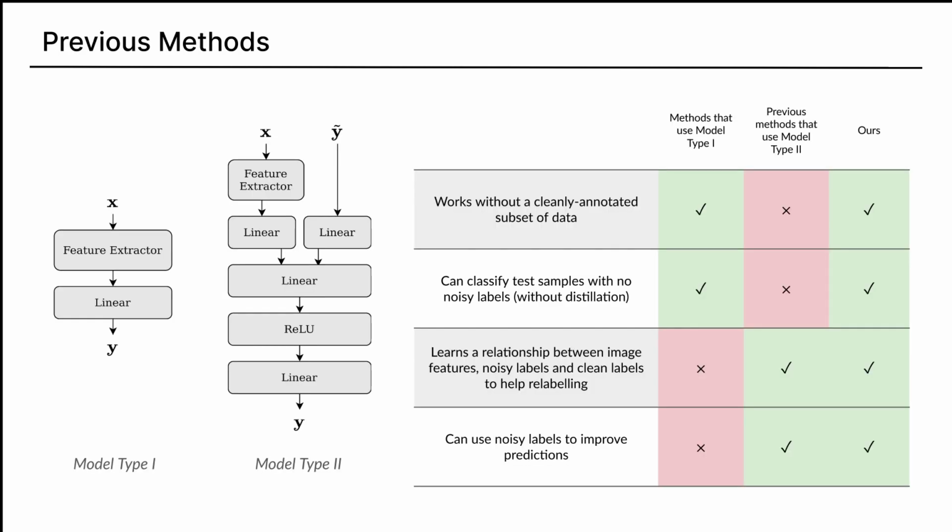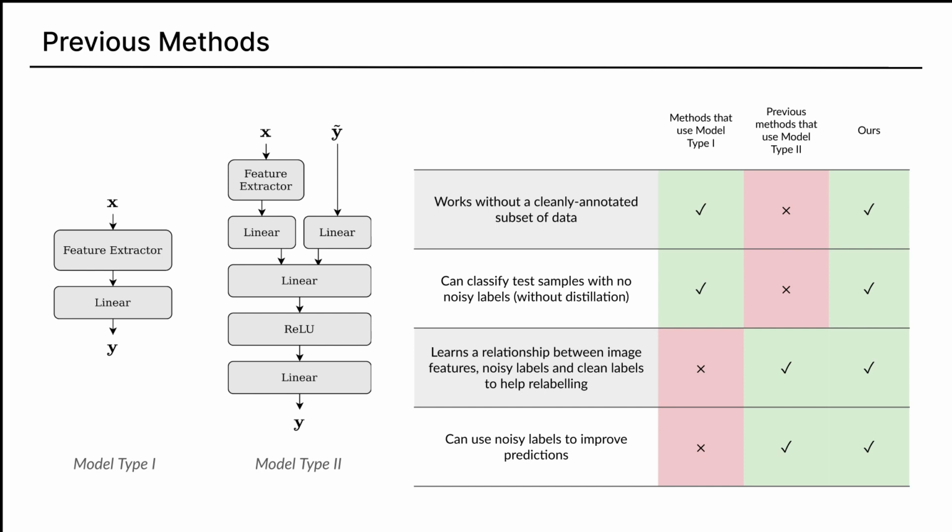Many of the state-of-the-art approaches in this area, such as DivideMix, discard noisy labels after relabeling incorrect samples. However, this limits our ability to learn the joint relationship between image features, noisy labels, and clean labels, which could potentially be used to relabel other noisy samples in our dataset.